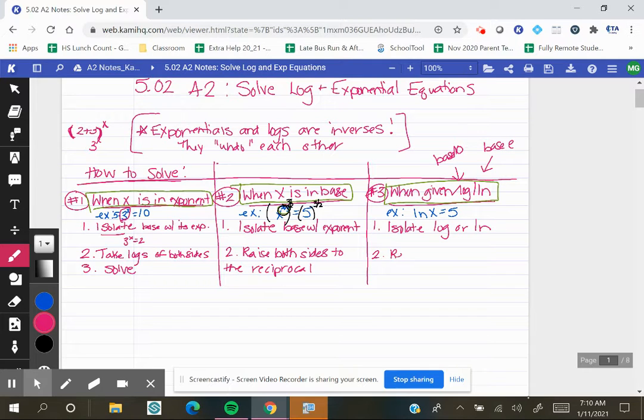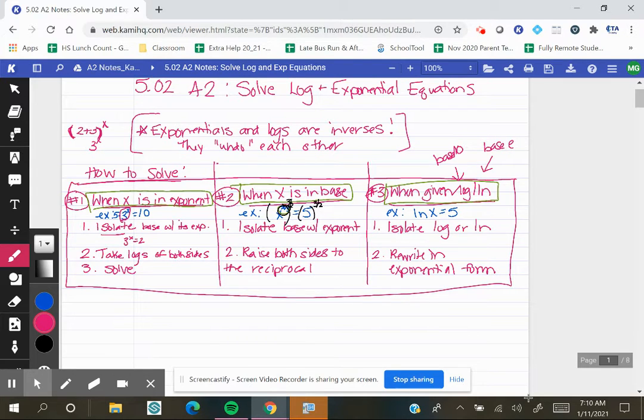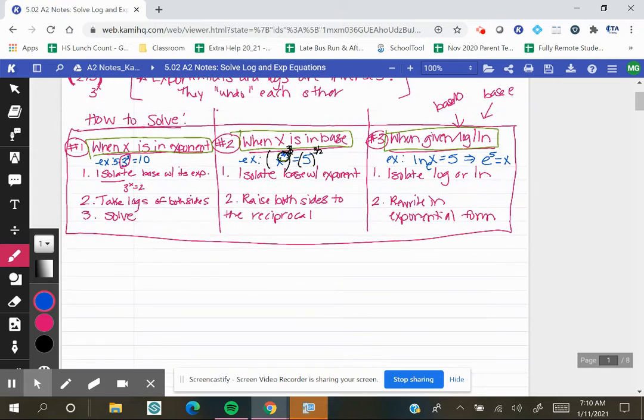And then you're going to rewrite it in exponential form. Like I said before, logs and exponentials undo each other. They're inverses. So when you have a log or ln, you'd rewrite in exponential form like we did last class. So your base is e, so you would rewrite that as e raised to the 5th equals x, and then you could type that right into your calculator, e to the 5th.